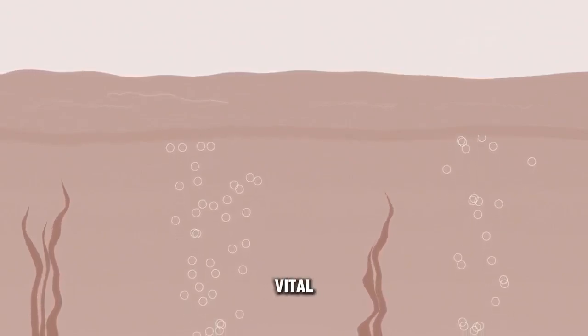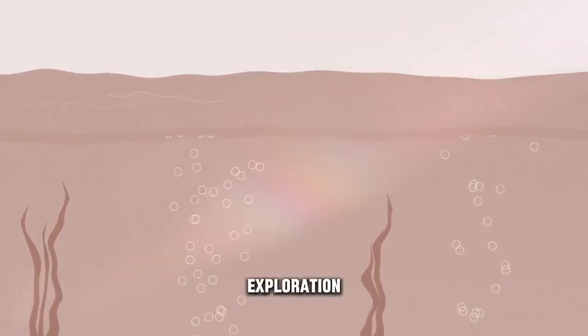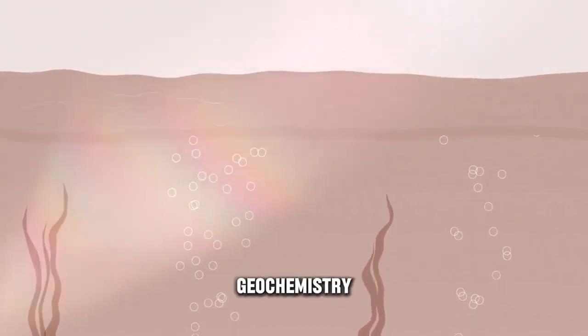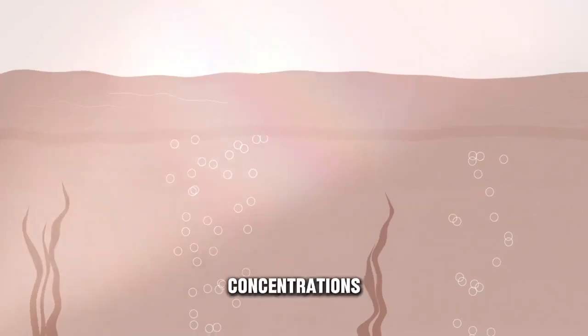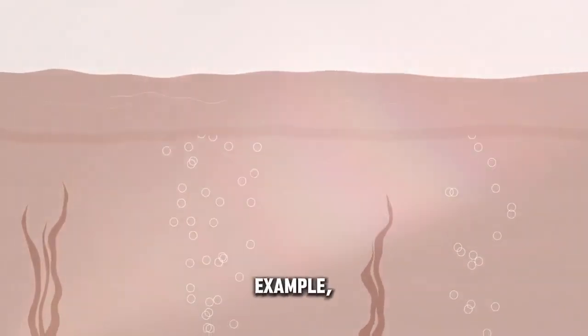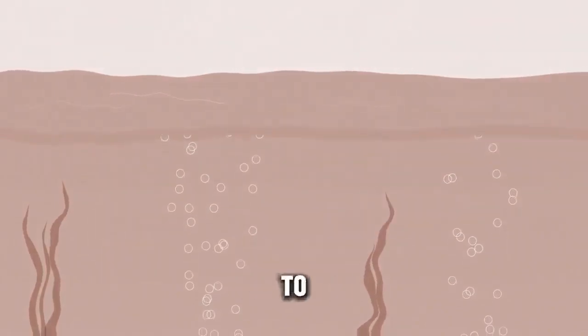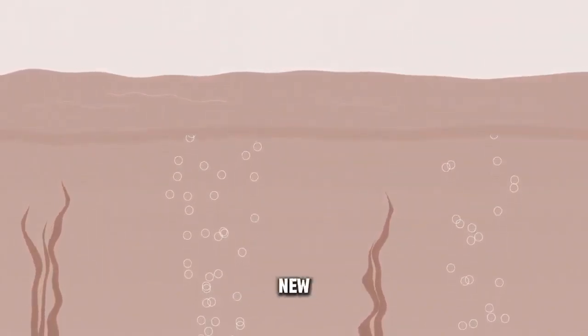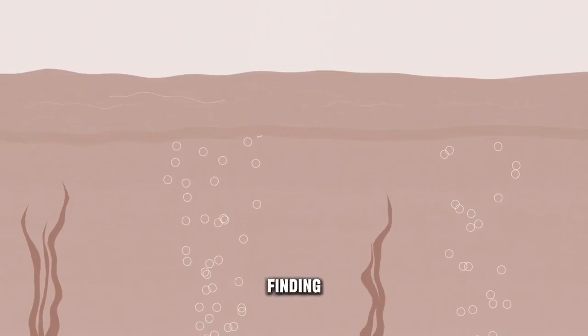This concept is vital for 2 major fields. In exploration geochemistry, we're hunting for unusually high concentrations of elements that might signal a mineral deposit. For example, a spike in gold levels compared to the regional background could point to a new mine. But it's not just about finding treasure.